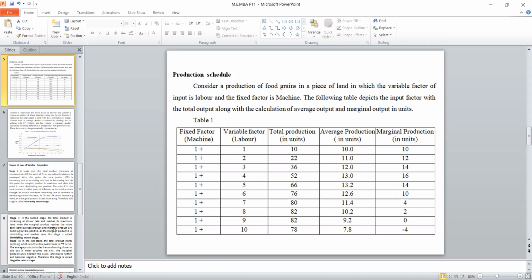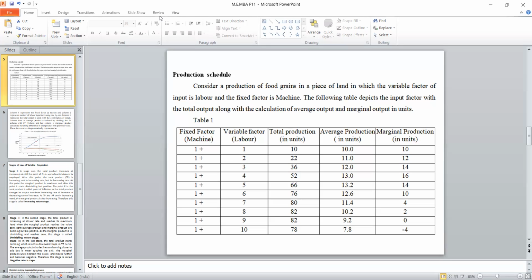So this is the hypothetical value. This is what is going to happen. Scientifically, this is the way the productivity will increase. Using this production value, the next two columns, average production and marginal production, we have to calculate. What is average? It's nothing but total divided by input. Input is labor. So the third column divided by the second column will give the average. 10 divided by 1 is 10. 22 divided by 2 is 11. 36 divided by 3 is 12.